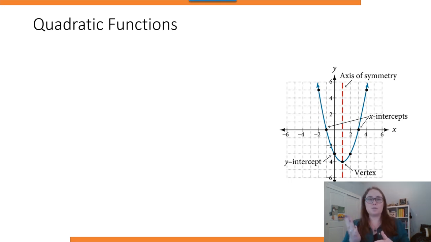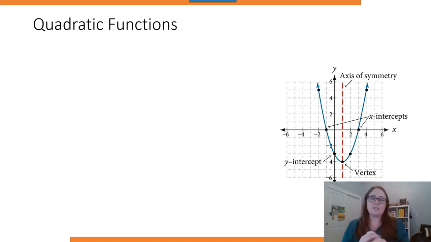There is symmetry between the two sides of the graph going through that vertex. So whatever the x value is for your vertex, the equation of that vertical line will be x equals that x coordinate. That is the axis of symmetry. So if I draw a line through the vertex, I get a mirror image on each side of my parabola.